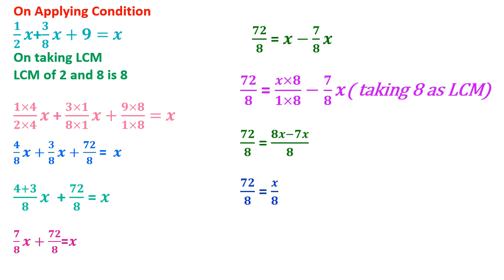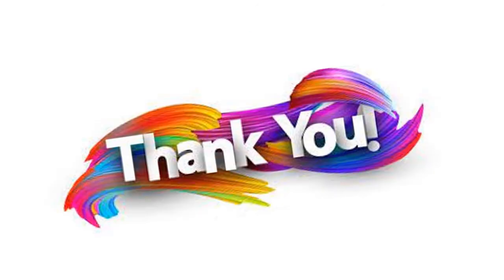As you can see, 72 upon 8 is equal to x upon 8. On eliminating the denominators, you get x is equal to 72. The number of deer in the herd are 72.